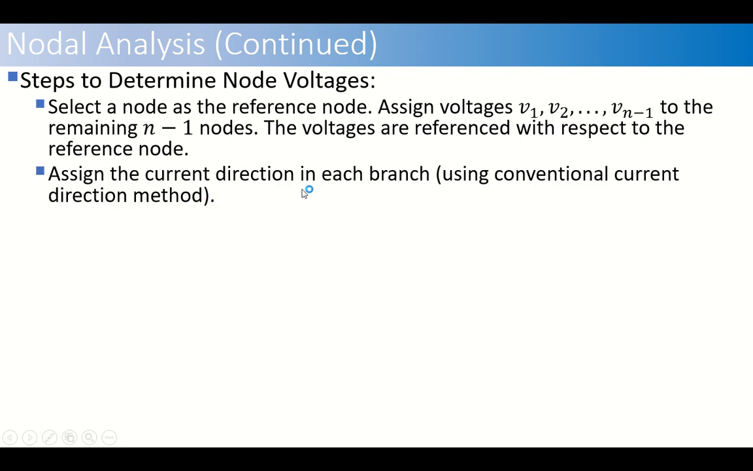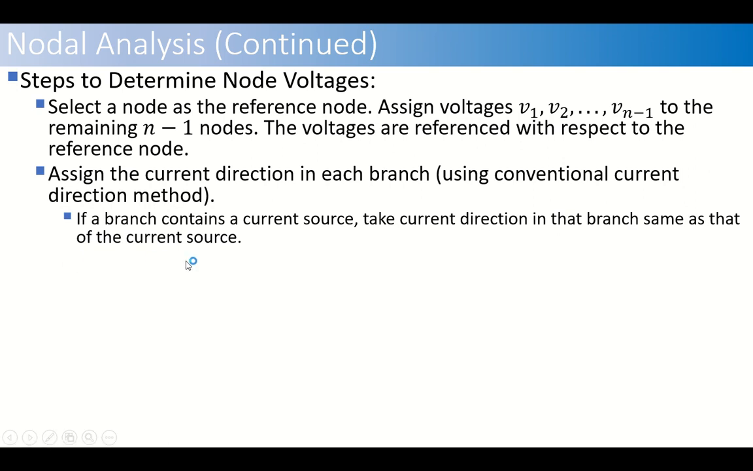Assign the current direction in each branch using the conventional current direction method. In essence, we are going to apply Kirchhoff's current law, so we must know the current direction in each branch. If a branch contains a current source, take the current direction in that branch the same as that of the current source. There could be a possibility that a branch contains a current source.